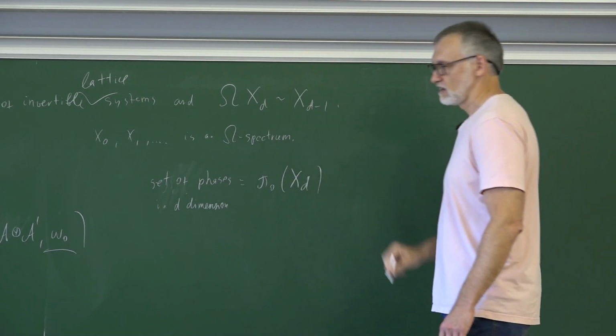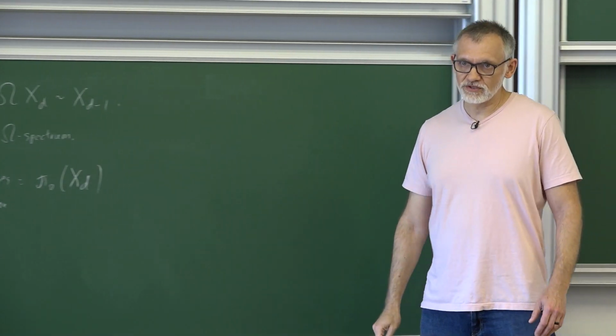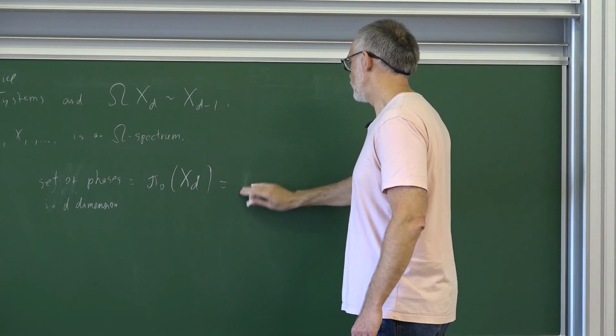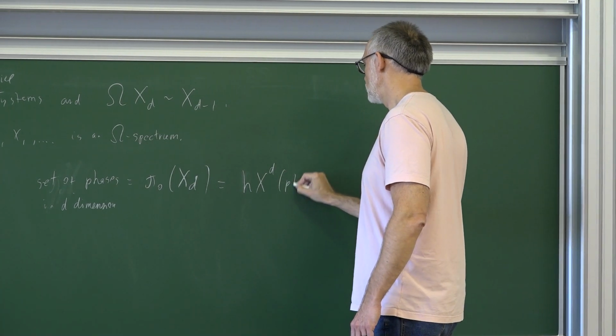Pi naught of XD, but because to each spectrum you have an associated generalized cohomology theory, this is the same as the reduced cohomology theory called hX of degree d over a point. Okay.